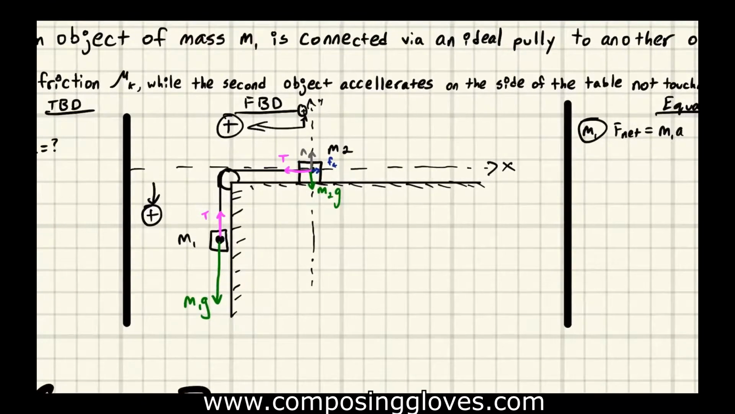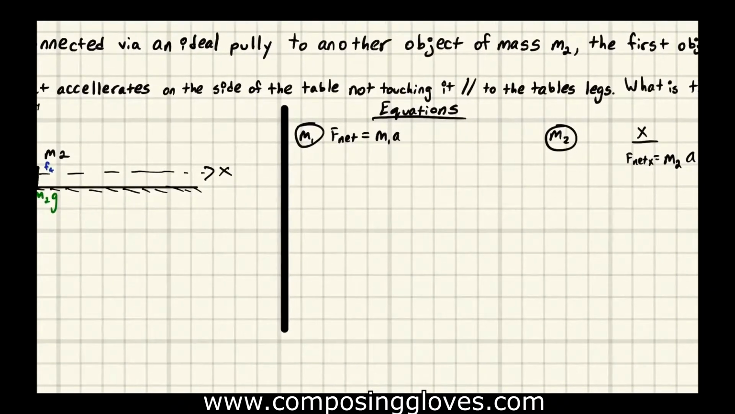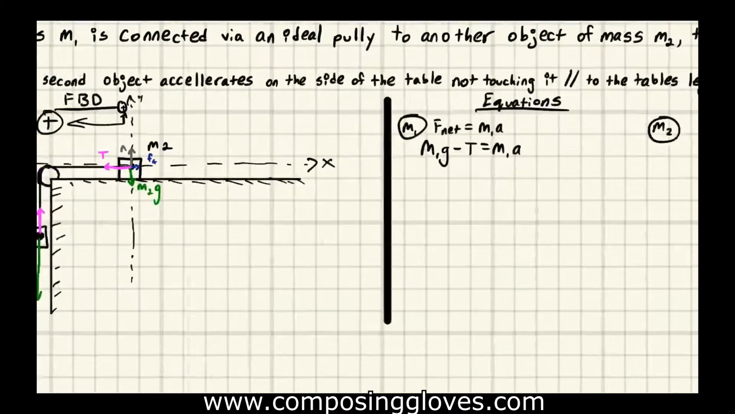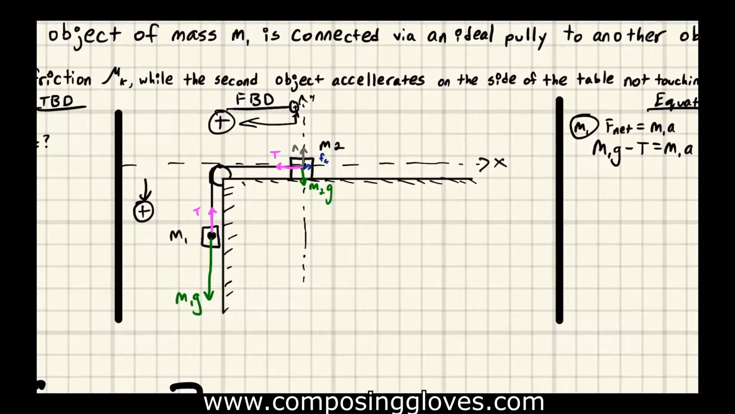All right, so now we just substitute our F net. So the sum of forces on our mass 1 is tension and gravity. And we look at our positive direction. Positive has been defined as going down. So it's got to be M1g minus T. So, okay, we'll square that away. M1g minus T is equal to M1a. And while we're here, we're going to need T eventually, though. So we will solve for that soon.